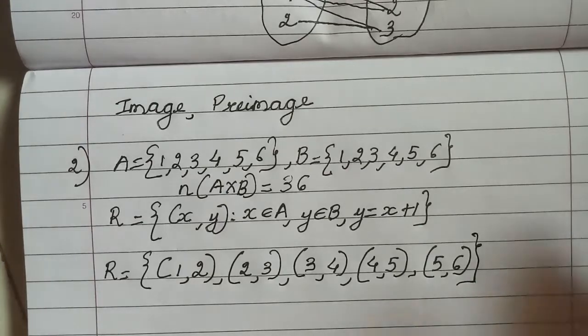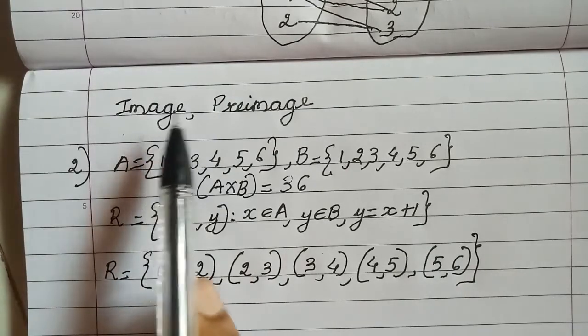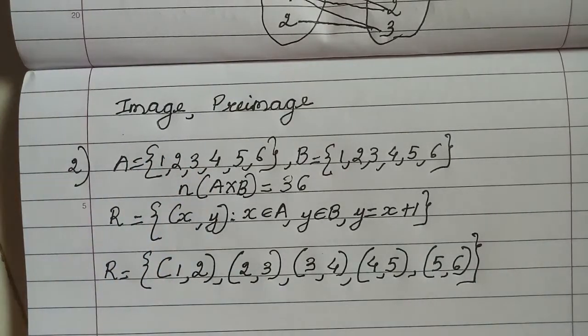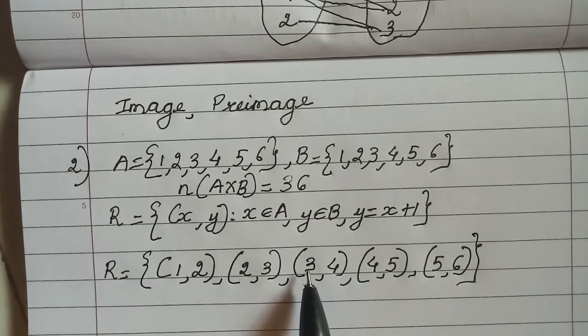Now, as I told you before, the terms image and pre-image. How do I translate this here? Here I can say that 2 is the image of 1 and 1 is the pre-image of 2 under your relation R. Similarly, I can say 4 is the image of 3 and 3 is the pre-image of 4 under the relation R, just as I did last time.